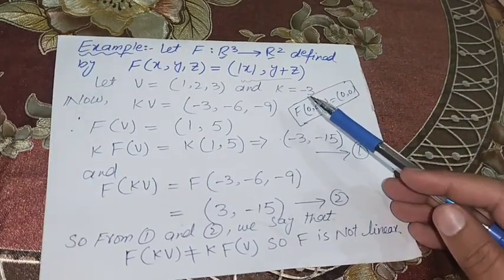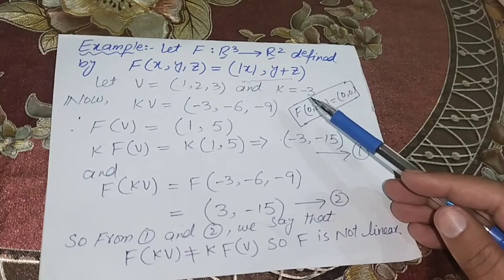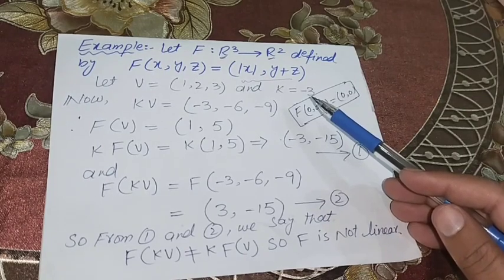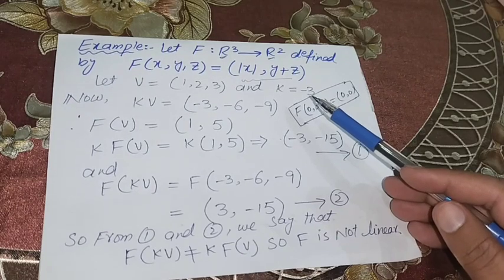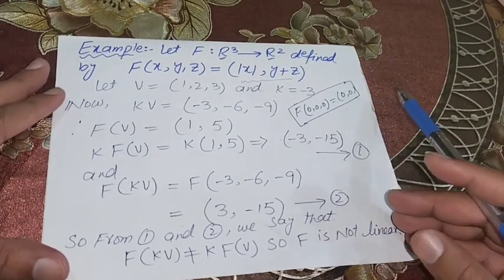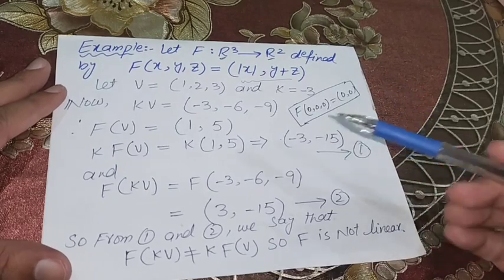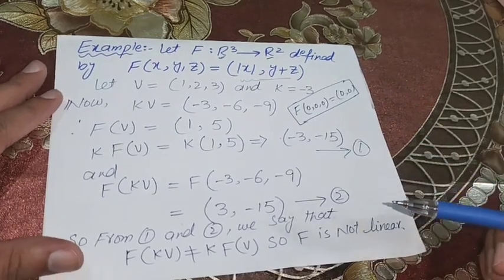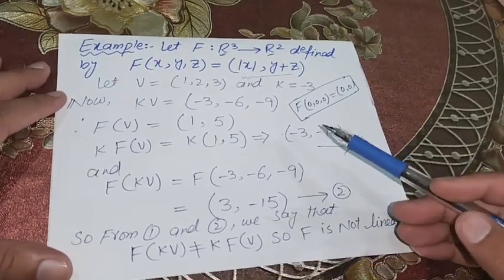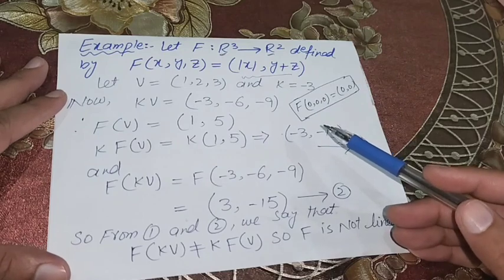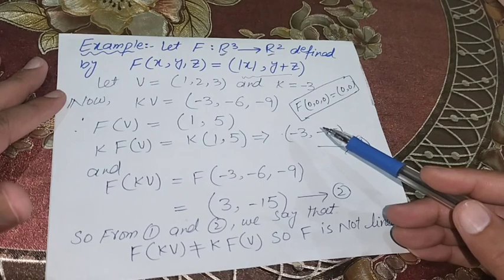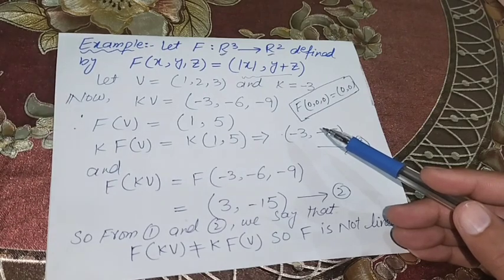So we say that our first condition, or zero vector condition, holds in this one, and similarly our second condition, the vector addition condition, also holds. We now check the third condition of the linear operator, which is the scalar multiplication condition. And we see that the third condition is not satisfied here. So we say that our given mapping is not a linear mapping.